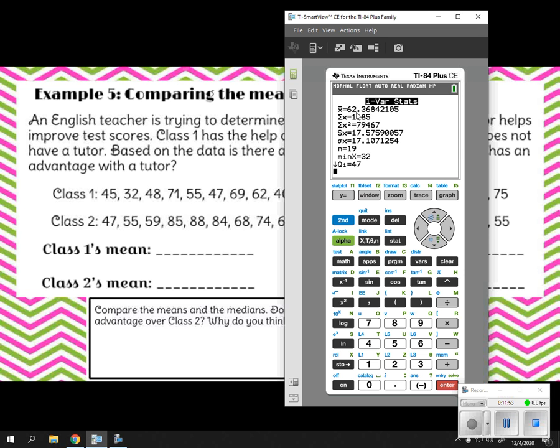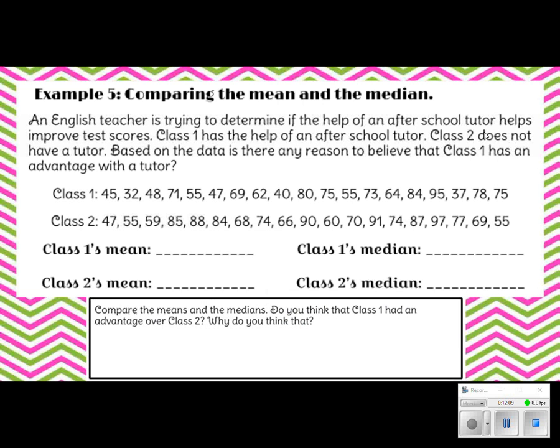62.368, or you could round to 62.4, but I probably would at least give two decimal places. For my median, 64 exactly. I think I did 37 here.